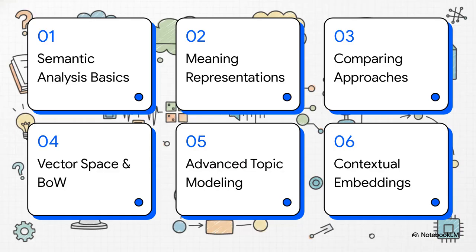Here's the roadmap for today. We're looking at semantic analysis basics, classical meaning representations, and how those logical approaches compare. Then, we'll shift into the statistical era with vector space models, advanced topic modeling, and finally, dense contextual embeddings. Let's get right into it.